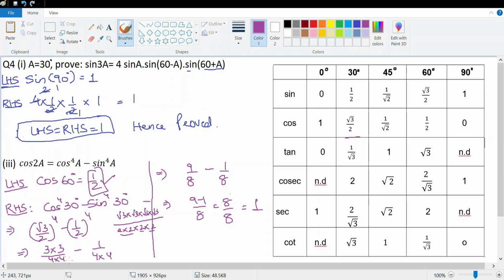That's where my mistake is. 4 into 4 is not 8. 4 into 4 is 16. Similarly, this is 16. So I have realized my mistake. Two mistakes in one question, that's a lot. Anyway, let's see where we've gone wrong.